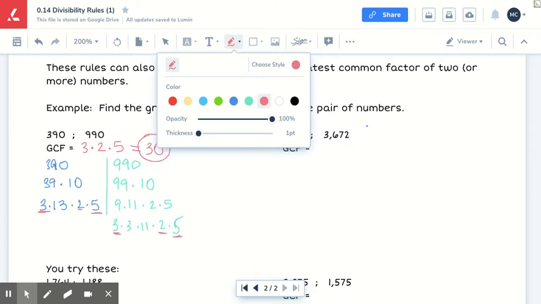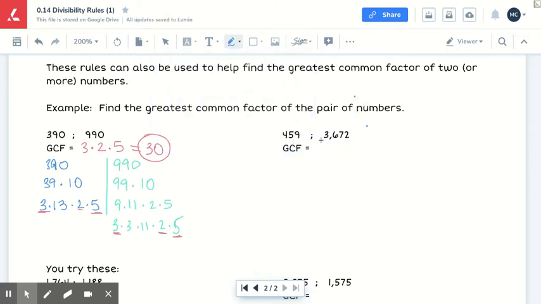Now looking at the second one, I've got 459 and 3,672. So I'm going to do the same thing for this one. I'm going to find the prime factorization for each of the numbers, and then I'll compare the lists and pull off the ones that they have in common. So starting with 459.